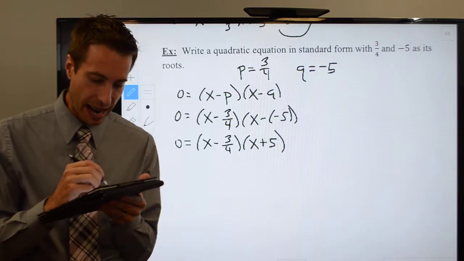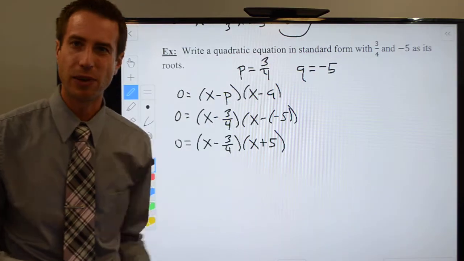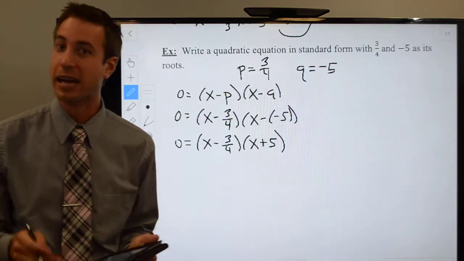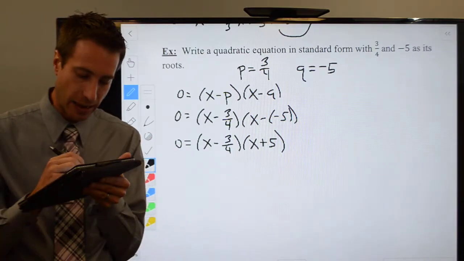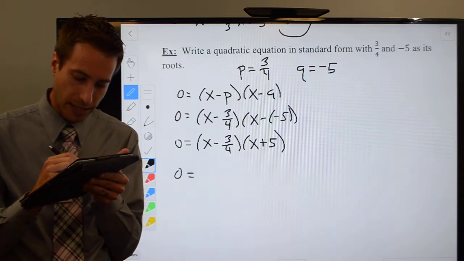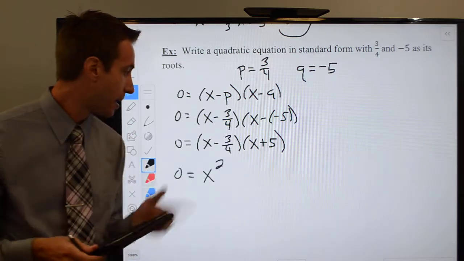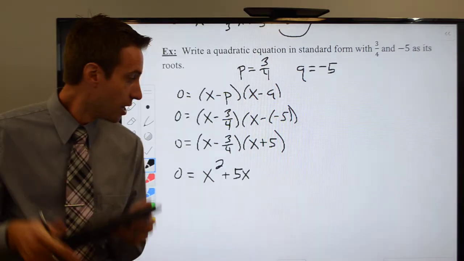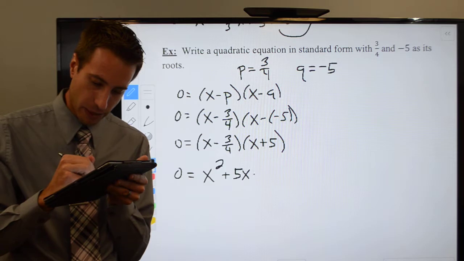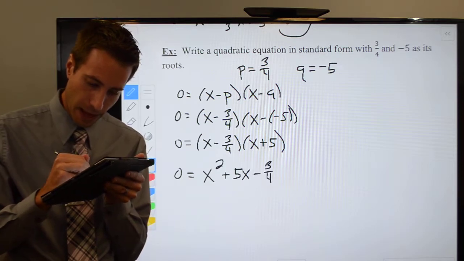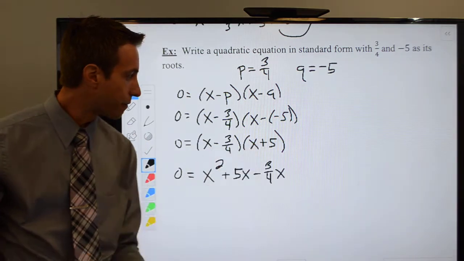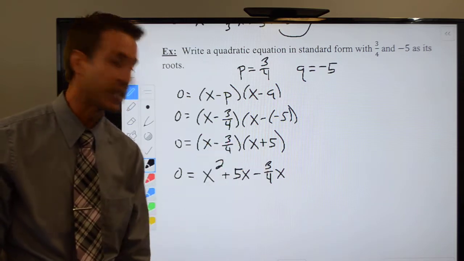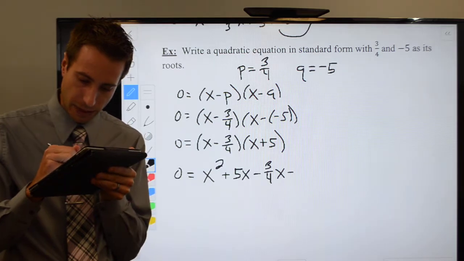And now we go ahead and FOIL it out. Since I did the FOIL in the previous one, I won't draw all my arrows this time, although drawing arrows is perfectly okay. Please feel free to do that if you would like. I wind up with 0 is equal to x times x would be an x squared. X times 5 would be plus 5x. -3/4 times x would be a minus 3/4 x. And a -3/4 times 5, -3 times 5 would be a minus 15/4.